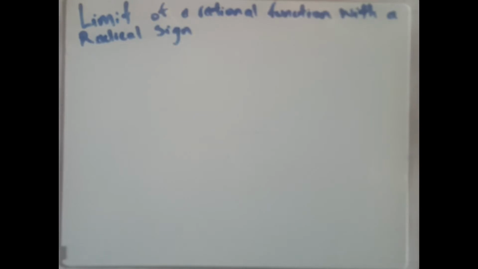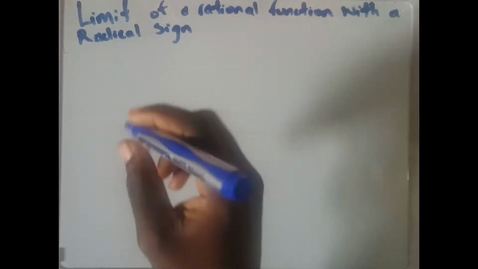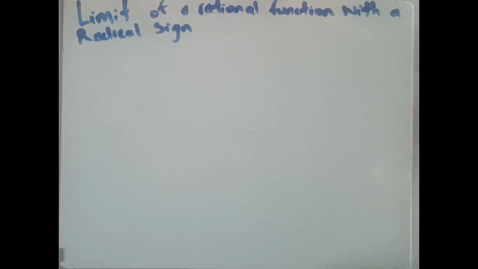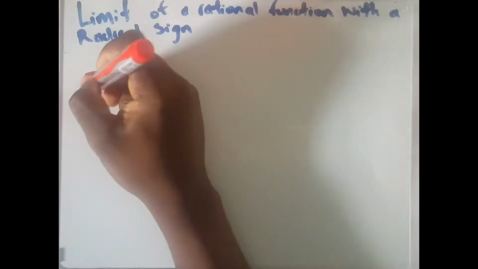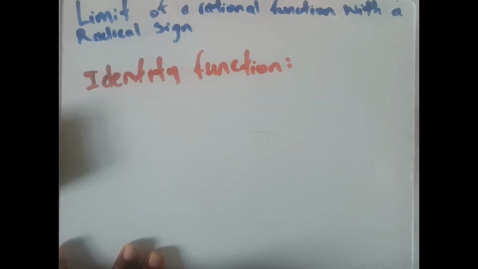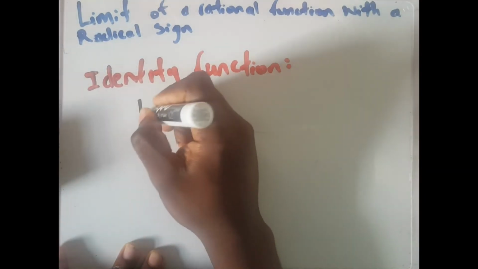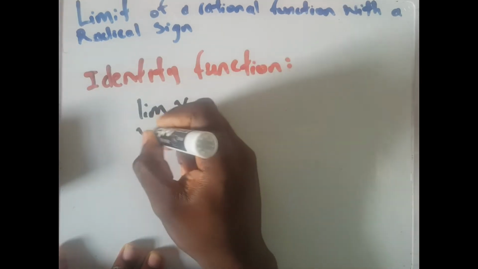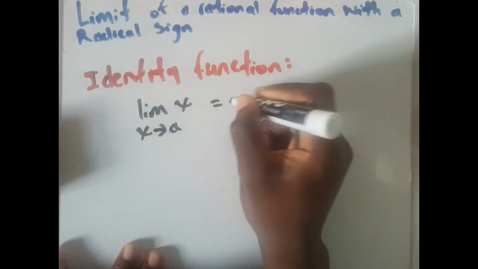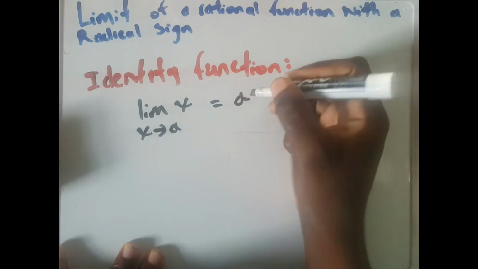But before I get into that, I want to show you guys three things. So the first thing I want to show you is the identity function. Let me do this in red. So the identity function is this: the limit of x as x approaches a is equal to a.